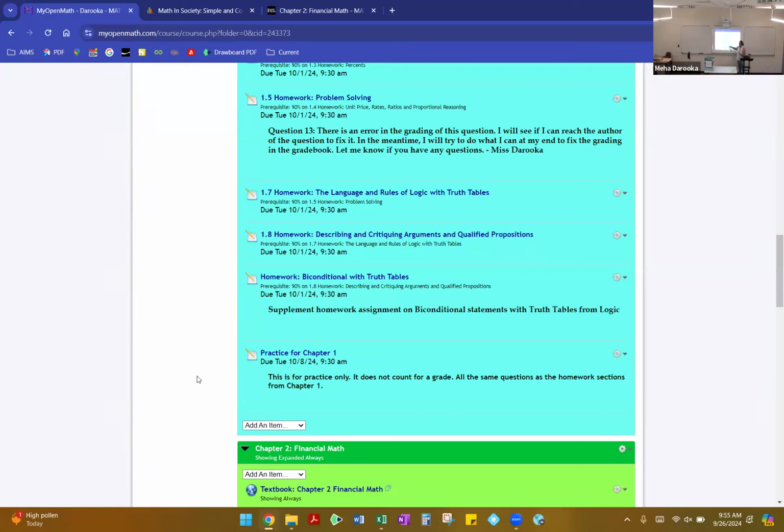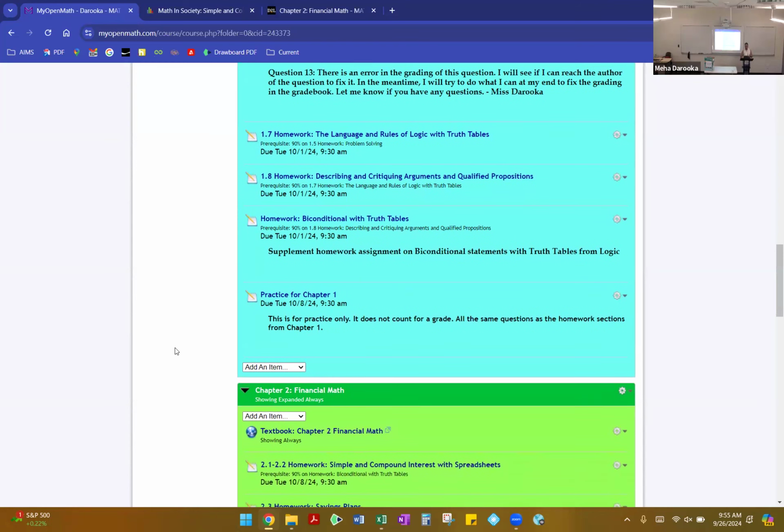And then these are the same problems that you saw in the homework, but you can do this as a practice. And as you can see, this is not for a grade. So when you're getting ready for the exam, you can just use that instead of going back into the homework and being worried about, oh, if I do this problem incorrectly, will it change my grade? So even if you do it incorrectly in practice, it's not going to change your grade.